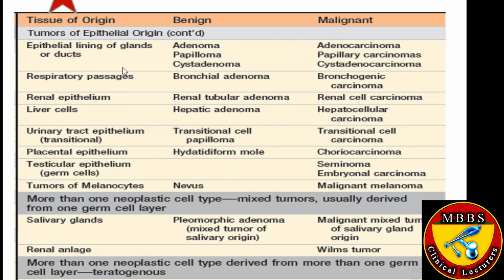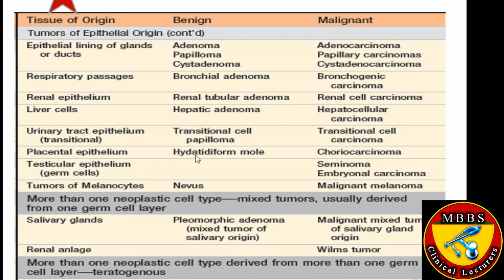Respiratory passages, since it is again of epithelial origin, then it is bronchial adenoma and bronchogenic carcinoma. Renal epithelium, since it has tubules, so it's renal tubular adenoma, and malignant is renal cell carcinoma. Liver cells, hepatic adenoma, hepatocellular carcinoma. Urinary tract epithelium is a transitional cell papilloma and transitional cell carcinoma.